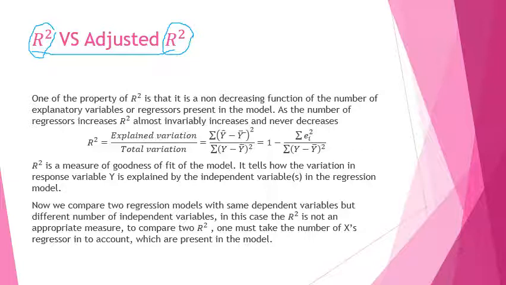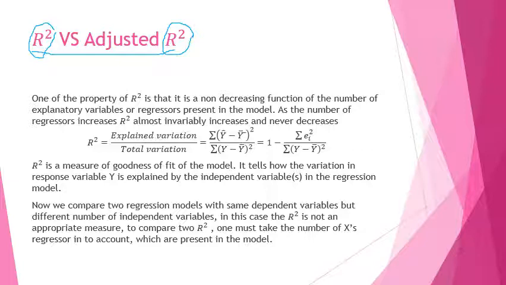So one of the properties of R square is that it is a non-decreasing function of the number of explanatory variables, or regressors, that are present in the model. As the number of regressors, that is X variables, increases, R square almost invariably increases and never decreases. Which means that if in a model we increase the number of explanatory variables, R square also increases but never decreases.